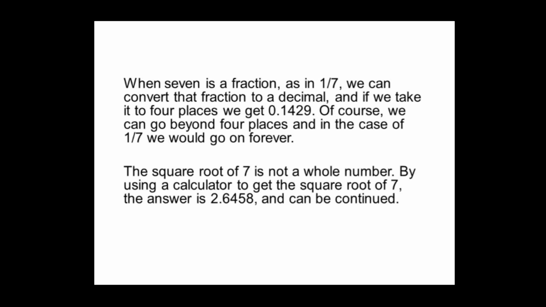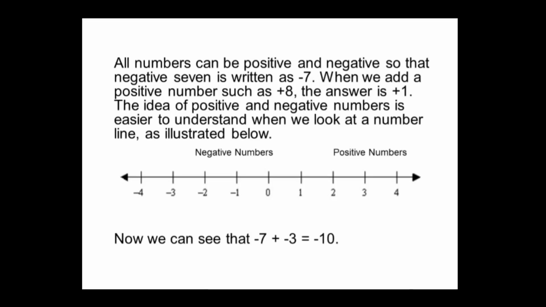By using a calculator to get the square root of 7, the answer is 2.6458 and can be continued. All numbers can be positive and negative, so that negative 7 is written as negative 7. When we add a positive number such as positive 8, the answer is positive 1.